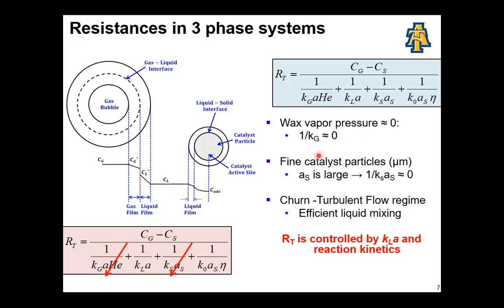When we look at the three-phase system, this schematic here shows you have a gas bubble and then you have a catalyst, right? So now you're pointing at the gas bubble and the catalyst. In order for the species to move or to react, the molecule has to diffuse from the gas bulk to the gas-liquid interface, and then from the gas-liquid interface to the liquid bulk, then from the liquid bulk to the liquid-solid interface, and then finally move to the catalyst particle to react. Okay, does that make sense?